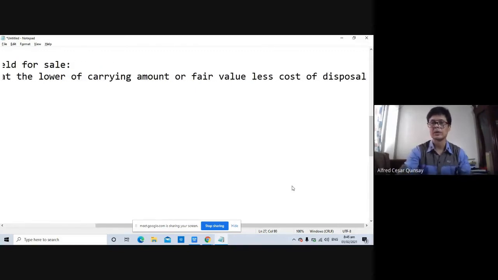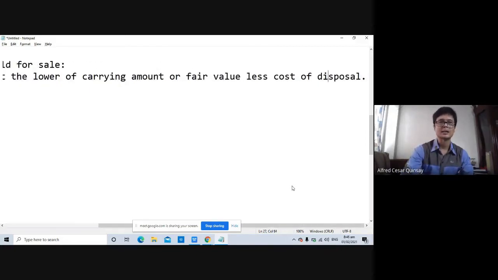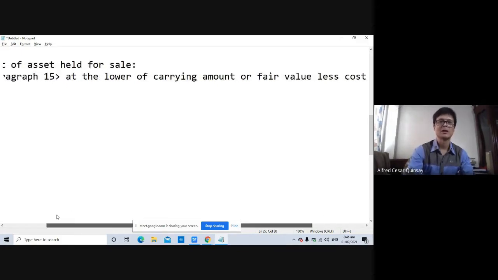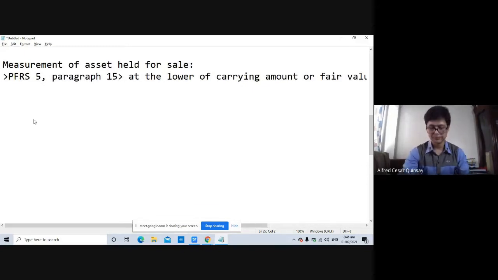Kasi syempre pagka binenta yung property o yung asset, may kasamang mga broker yun, yung mga nagbebenta, kaya tanggal na yun. Now, PFRS number 5, paragraph 25 further provides that a non-current asset classified as held for sale shall not be depreciated.